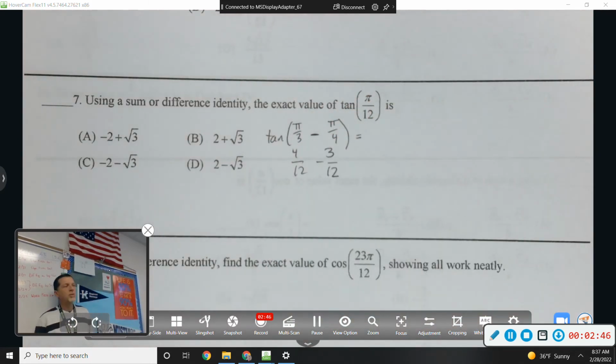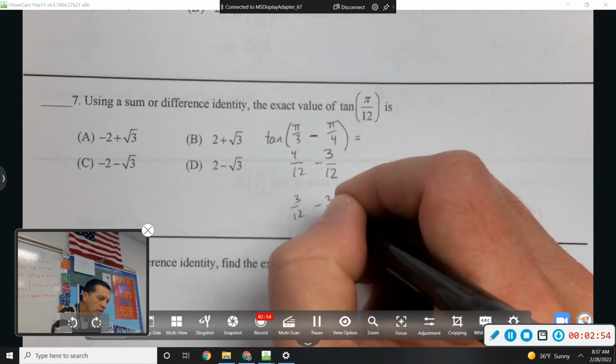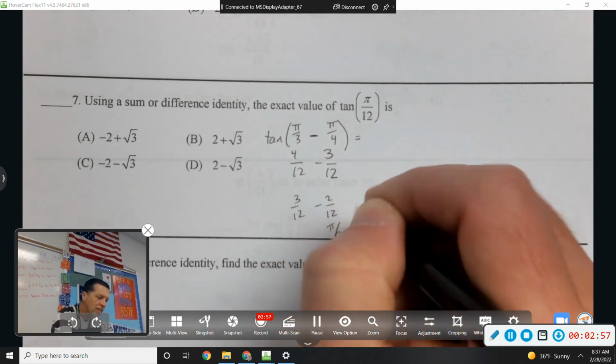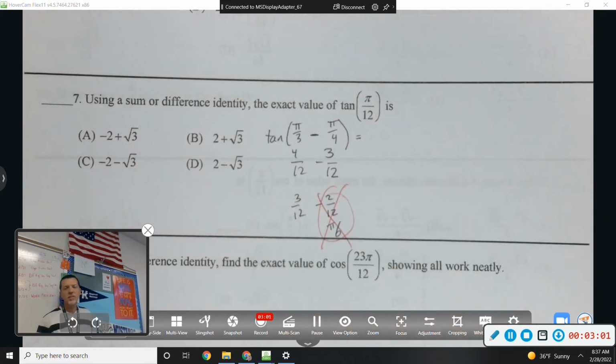Yeah, I don't mind doing tangent problems because they're harder. It's also 3/12 minus 2/12, but that would be pi over 6, and as best we can, we would love to avoid pi over 6, just because the algebra is awful.